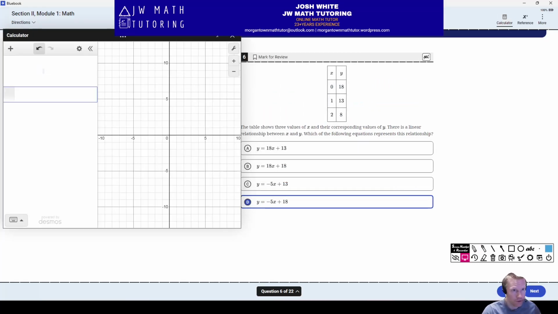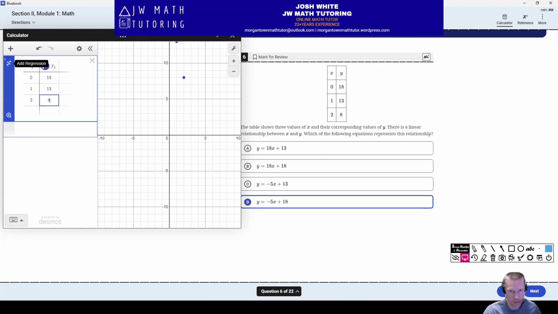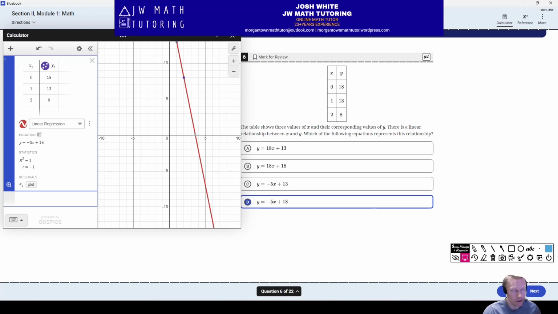But if you want to, of course, I would recommend going to Desmos, typing in some of the points. You only need to type in 2, but whatever, I'll type in all 3. Click the linear regression button, and there's our equation right there. Y equals negative 5x plus 18. Correct answer is going to be letter D for this.